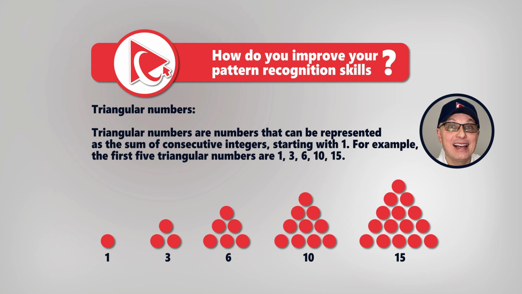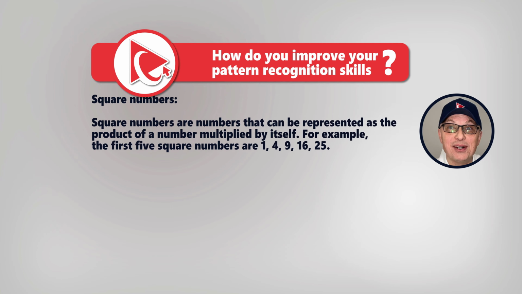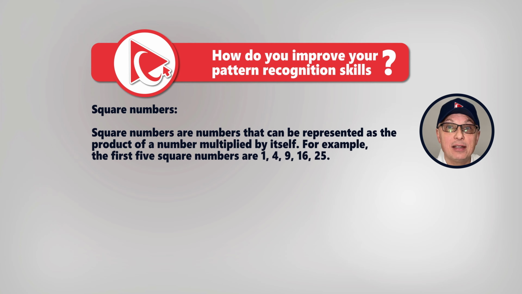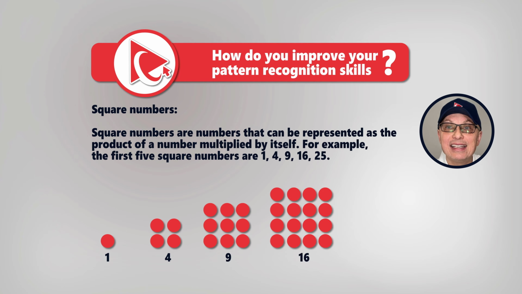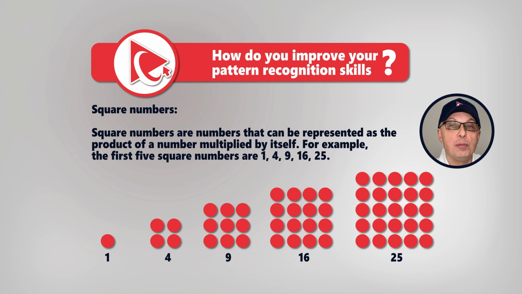Next on my list are square numbers. Square numbers are the numbers that can be represented by a product of a number multiplied by itself. For example, the first 5 square numbers are 1, 4, 9, 16, and 25. Because 1 squared is 1, 2 squared is 4, 3 squared is 9, 4 squared is 16, and 5 squared is 25.